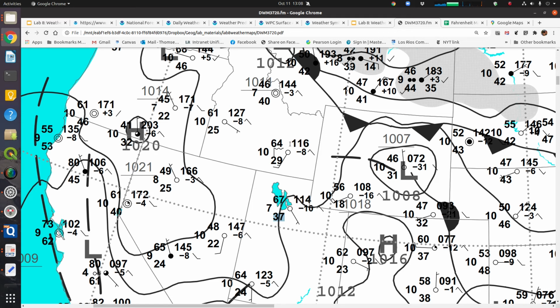So here we've got the air pressure. Let's start there. This is over here 1008. So this is probably 1012. This is probably 1016. And looking at the numbers, right? So if that's 1008, they should be around 8.